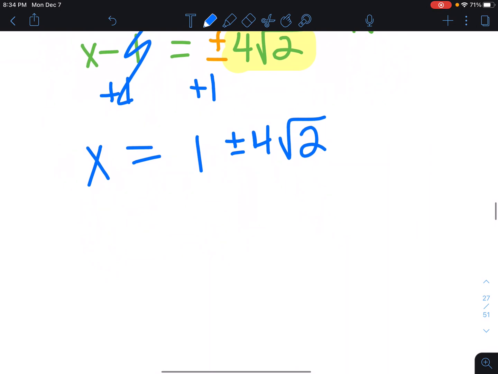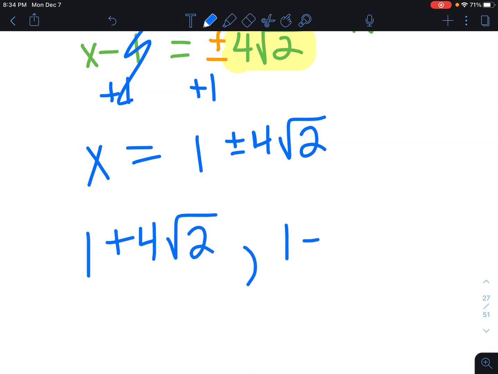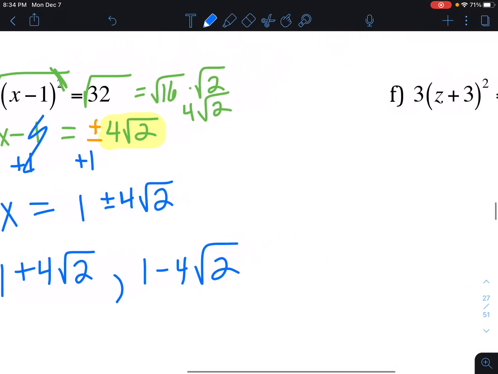So just a heads up, we do technically have two answers for this in radical form. Radical form can be very, very ugly, but it is technically exact. When we do decimal form, some decimals can go on forever. So that's why we do radical form. But anyway, I digress. Going back, your two answers are technically 1 plus 4 root 2 and 1 minus 4 root 2. Again, two answers.